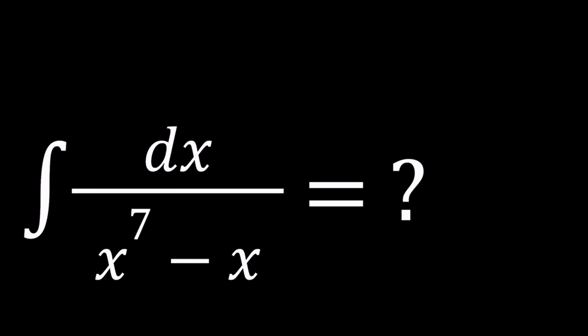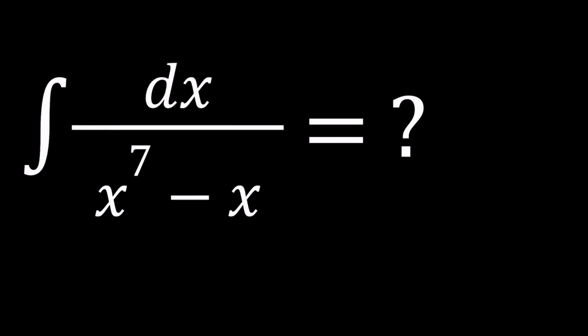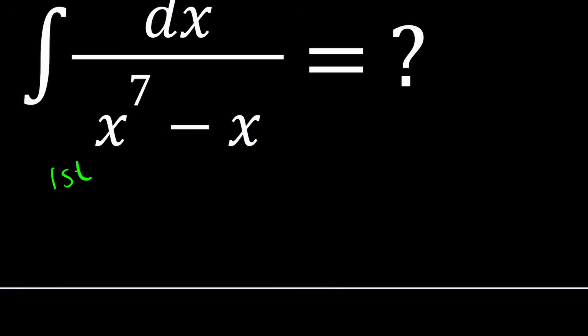Hello everyone. In this video, we're going to be integrating an interesting function. We have dx divided by x to the 7th power minus x, and we're going to integrate this expression. So I'll be presenting two methods, and one of the methods is called the brutal approach. So let's start with the first one.